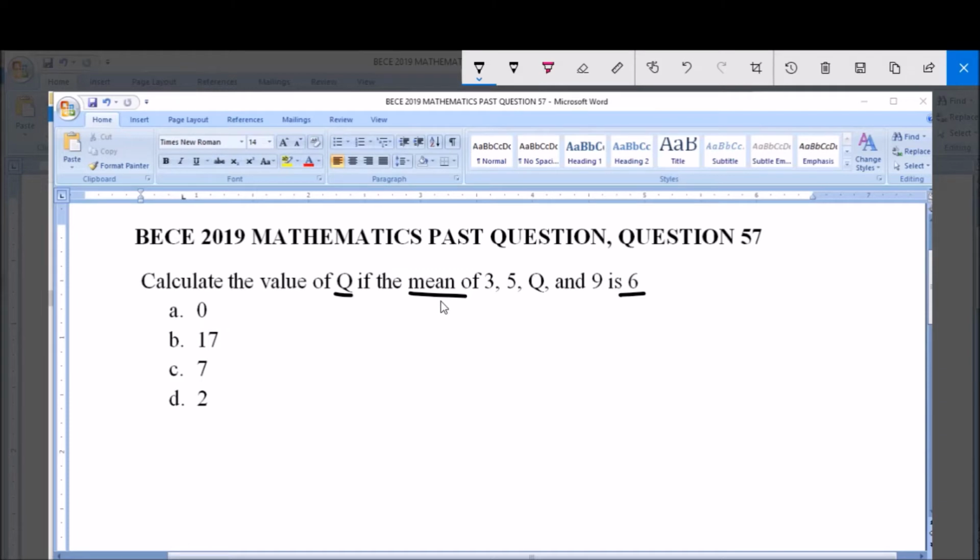Now, like we know, mean here simply means what? Average. And now to find the average of this set of numbers, the numbers are 3, 5, Q, which is the unknown, and 9. So we have 4 numbers here. That is the total numbers. Now to find the mean or the average of these numbers, we take the sum of these numbers and divide it by the number of the numbers.